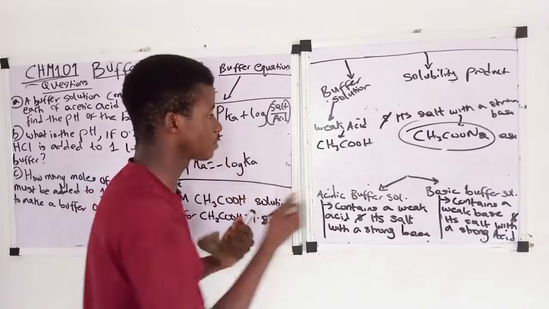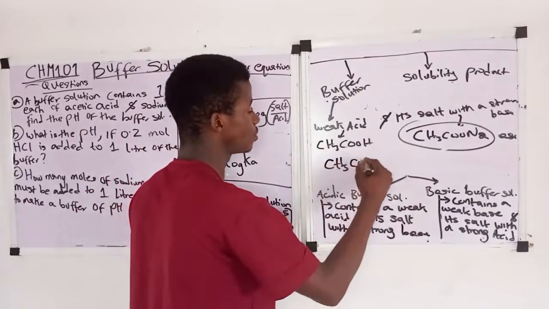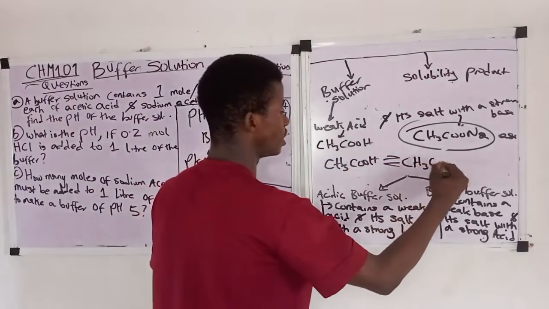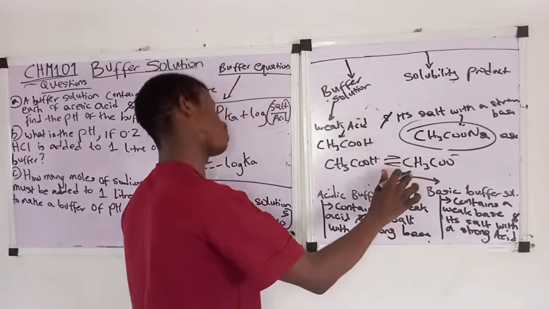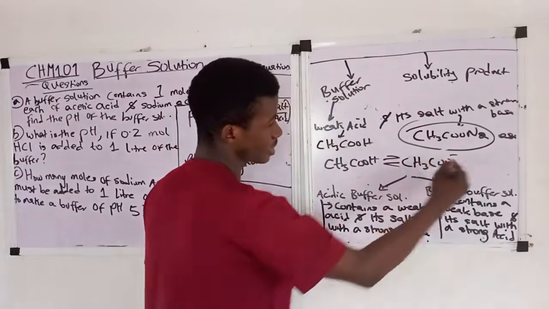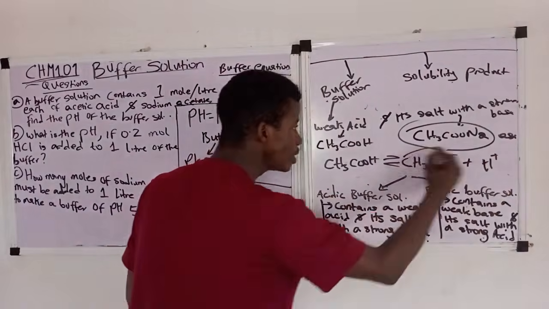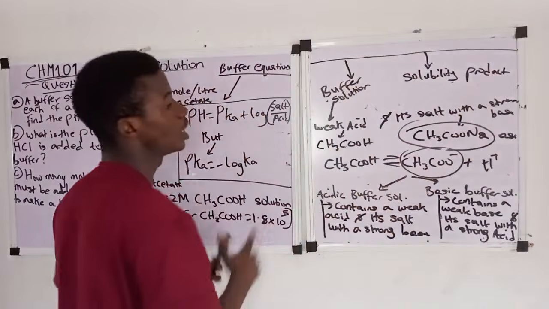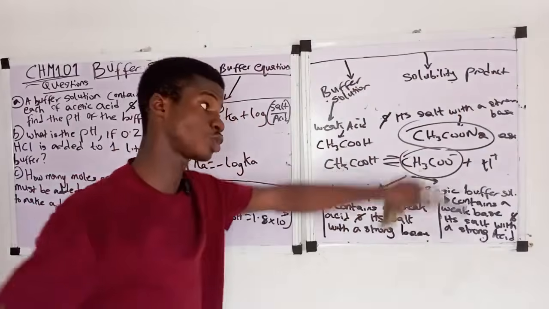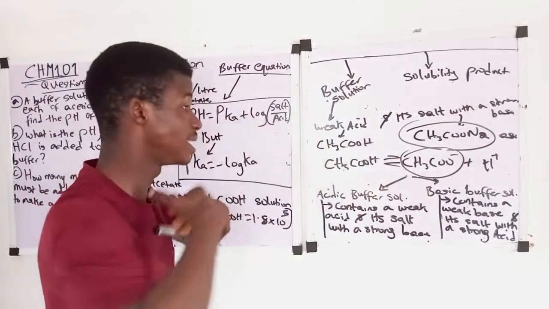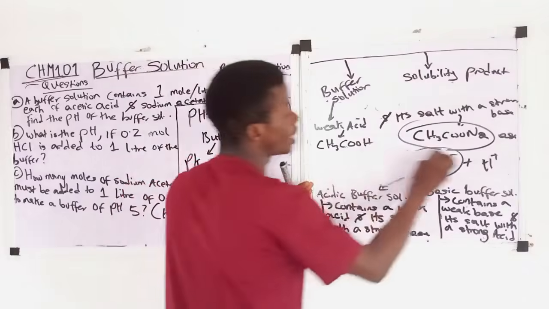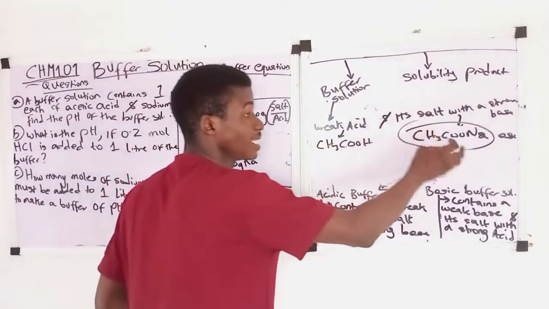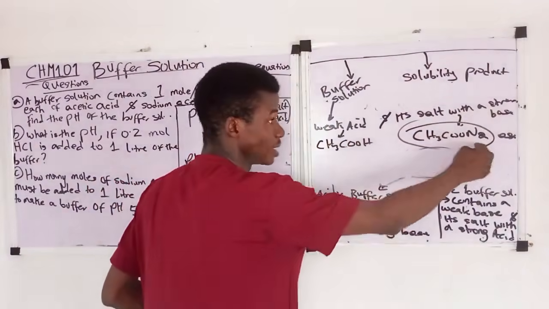Now before then, CH3COOH is a weak acid, right? Yes, and its conjugate base is acetate, right? Yes. This conjugate base of this acid is very strong. So that is to tell you that a weak acid has a strong conjugate base, and a weak base has a strong conjugate acid. So an acidic buffer contains a weak acid and its salt with a strong base, which is very important.